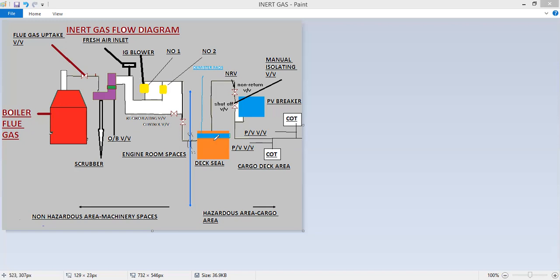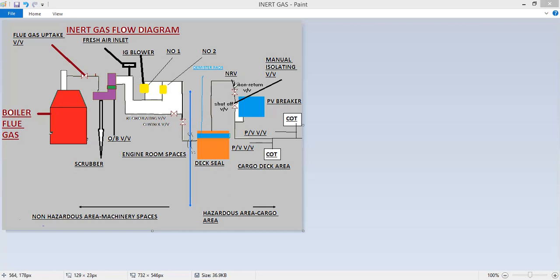This is a seal. It can be a dry type, a semi-dry type, or a wet type. What happens is basically there is water here. If the IG pressure is too much and it comes to the deck seal, then this IG will push the water, and then the water will act as a sealant, and it will not allow the IG to go back into the hazardous spaces. And similarly, there is another additional feature known as the NRV.